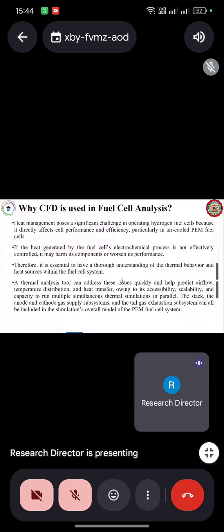Okay, so the stack, the anode and cathode gas supply subsystem, and the tail gas exhaust subsystem can all be included in the simulation overall model of the PEM fuel cell system.